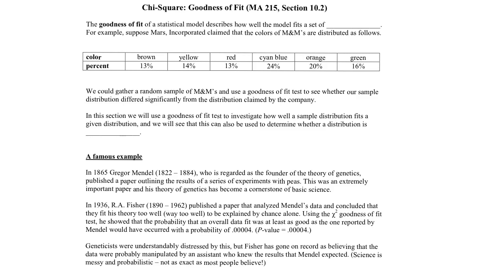Today we look at section 10.2, which uses chi-square and talks about goodness of fit. The goodness of fit of a statistical model describes how well the model fits a set of observations. It's kind of a weird phrase, this goodness of fit, but we're basically seeing how well data fit into a known pattern or a distribution or something like that.